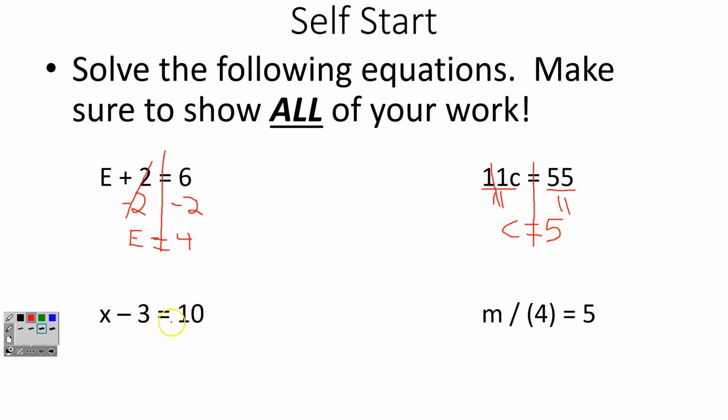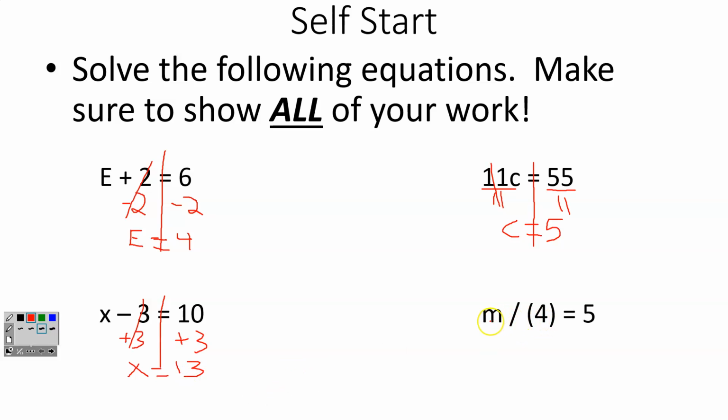X minus 3 equals 10. Draw my fence. Opposite of subtracting 3 would be to add 3. Whatever I do to one side, I have to do the same thing to the other side, which is going to give me x equals 13.